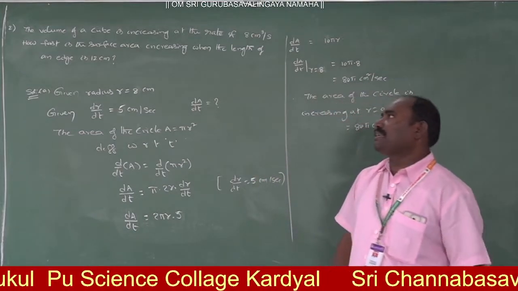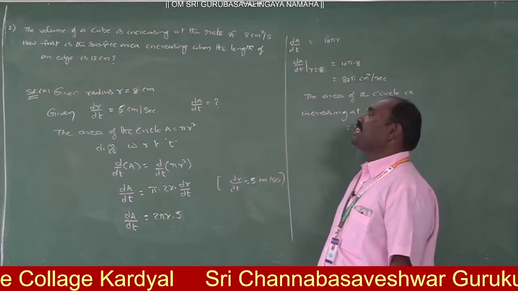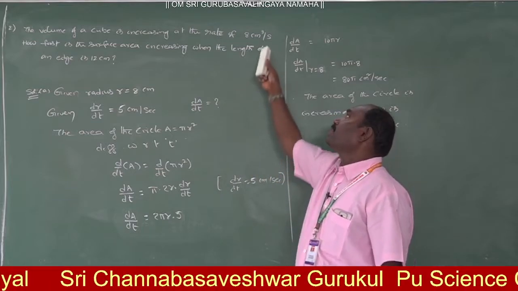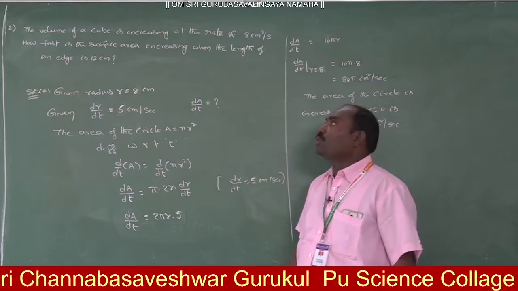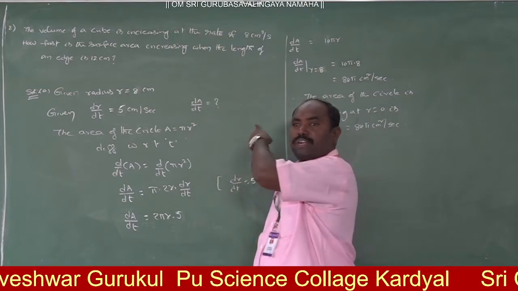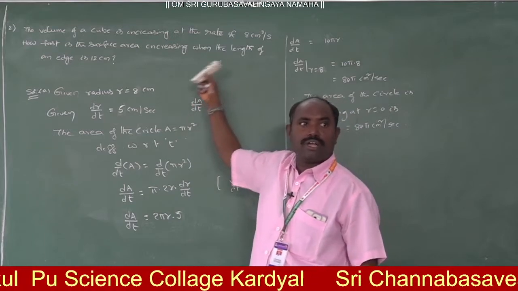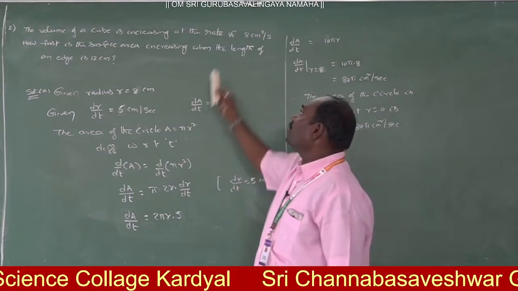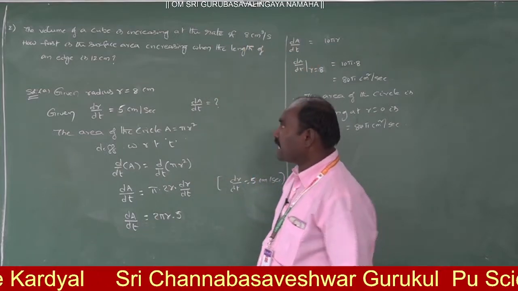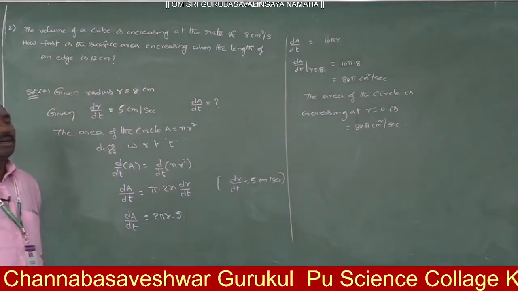First you have to understand the problem. The volume of the cube is increasing at the rate of 8 centimeter cube per second. So here dV by dt is given, with respect to, nothing else is given. There is no with respect to condition given, so we have to take t. So dV by dt is given as 8 centimeter cube per second. Next, how fast is the surface area increasing?